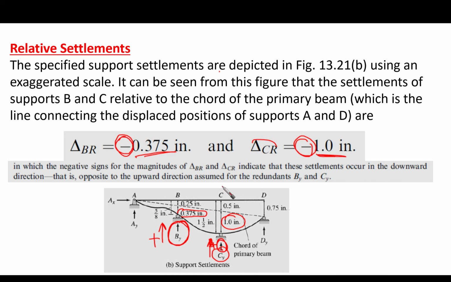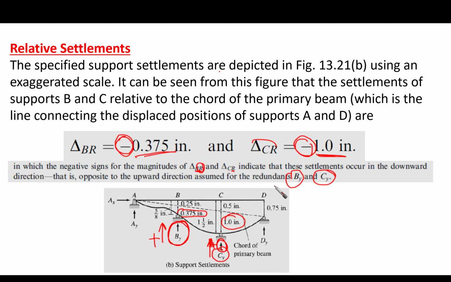Okay, so I put it as a note here, in which the negative signs for the magnitudes of delta BR. What is the meaning of delta BR? Delta B relative and delta C relative indicate that these settlements occur in the downward direction, that is opposite to the upward direction assumed for redundants BY and CY.